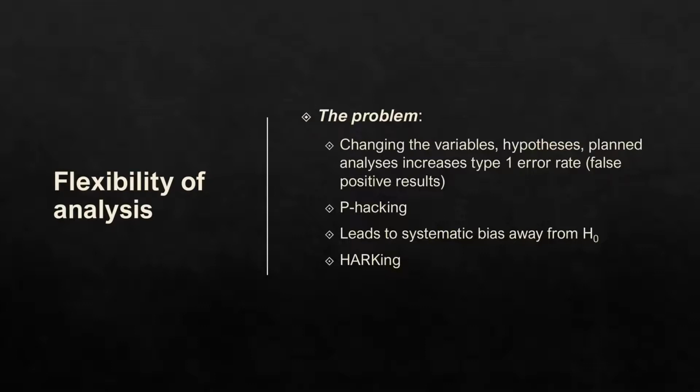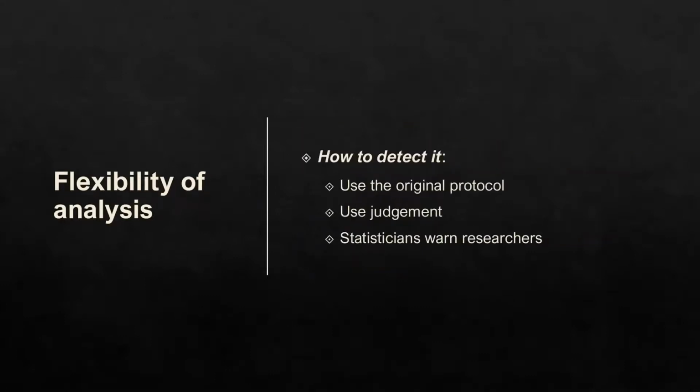So they removed BMI from the model and only report the effect of hypertension on heart failure. So they kind of forgot that their main reason for doing the study was to look at the effect of BMI, and they sort of changed the hypothesis as they went along based on what the data found. So that's an example of flexibility of analysis.